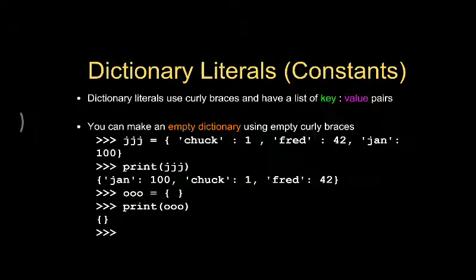Initially we'll take one example, jjj equal to some key value pairs inside curly braces. Print of jjj will print the key value pairs. Then one more example, ooo equal to simply curly braces, which gives you what? Print of ooo will simply display the empty dictionary.